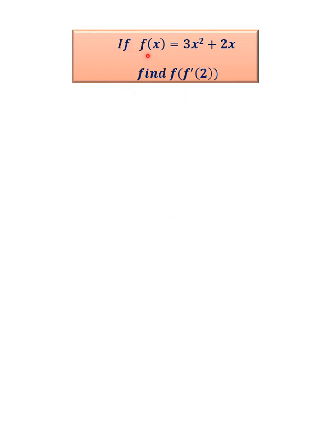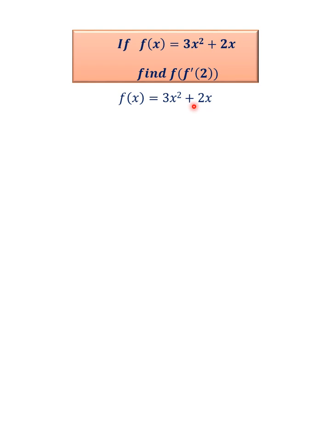We are given this equation, f of x equals 3x squared plus 2x, and we are to find f of f prime of 2. This is what it is. An equation is given to us in terms of x. We are given f of x to be this.